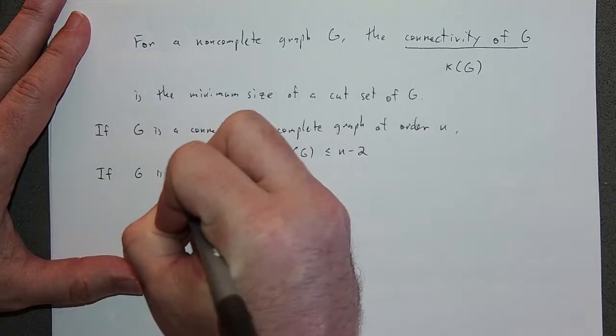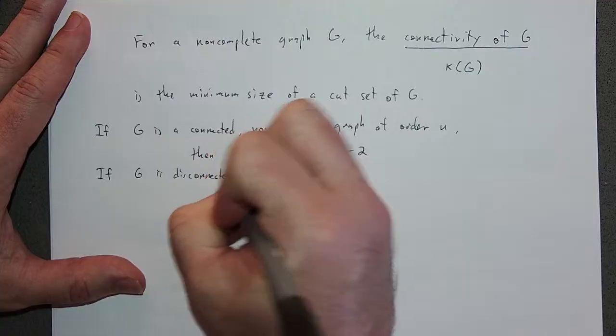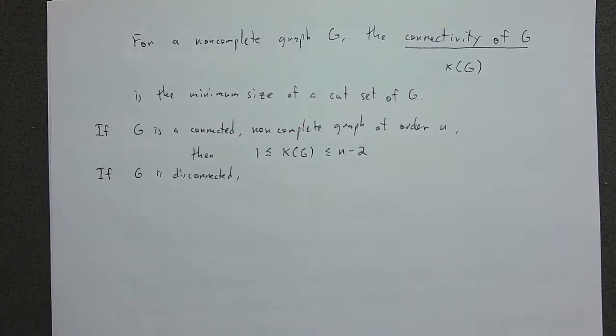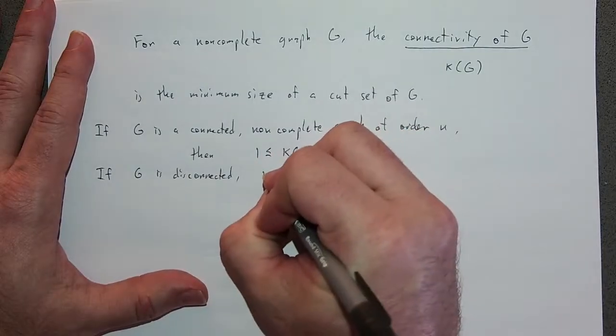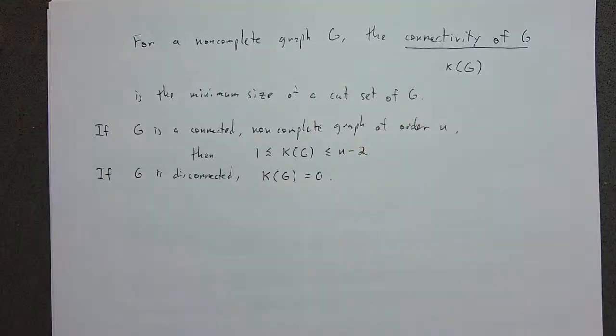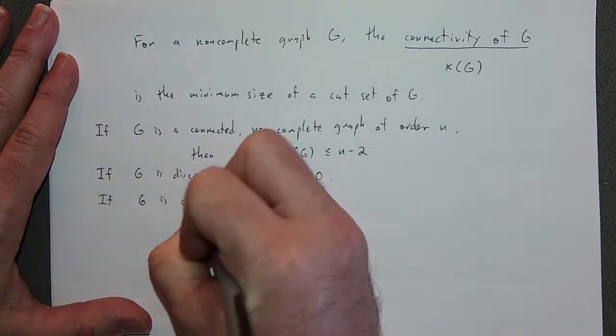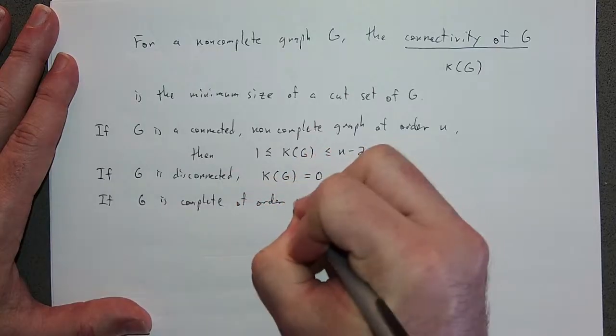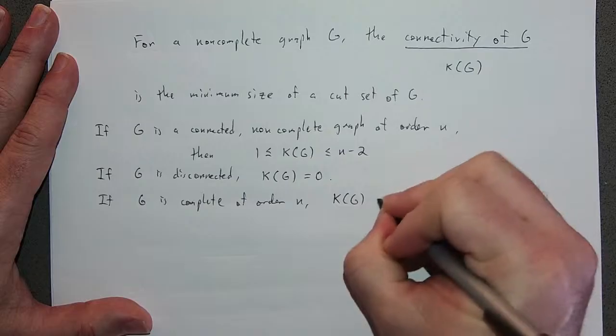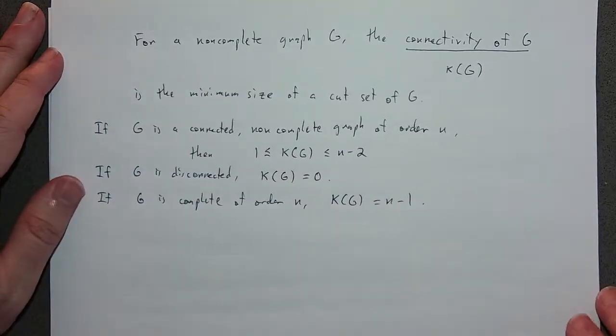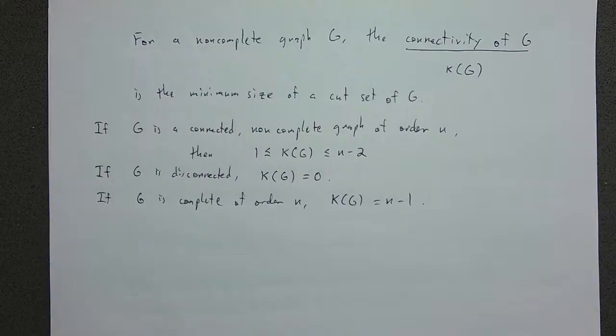If G is disconnected, we don't need to remove a single vertex for it to already be disconnected because it is already disconnected. So we say that the connectivity is 0. Minimum size of a cut set is 0. I don't need to take away anything from the graph for it to be disconnected. If G is complete of order n, then we say that its connectivity is n minus 1. This will make the things we want to say about connectivity work out. Okay.